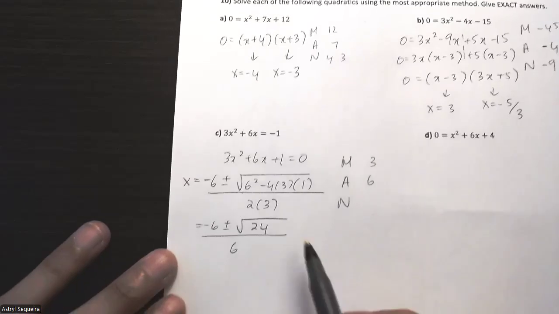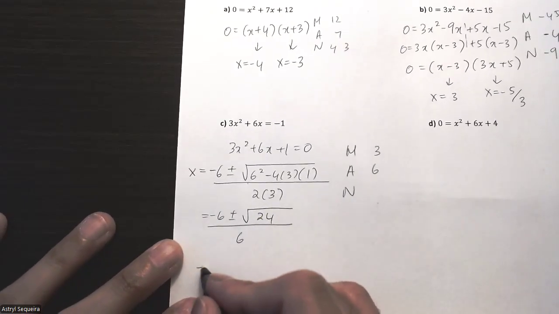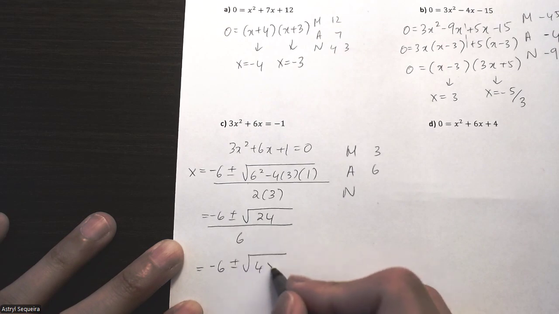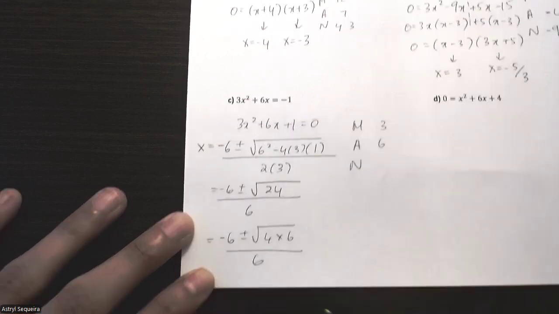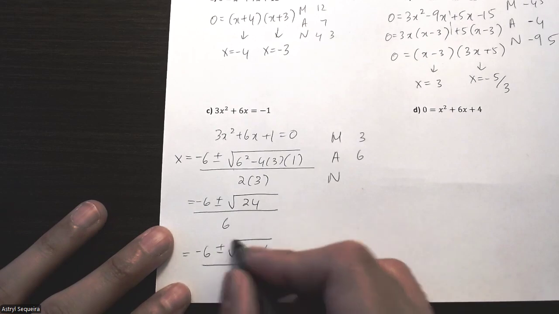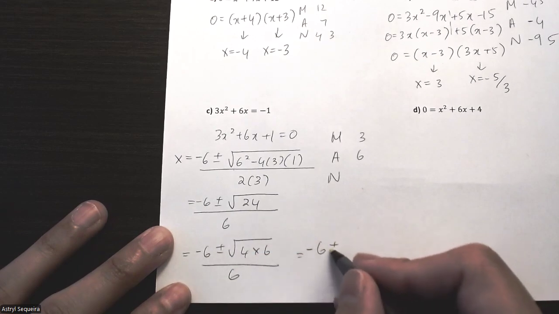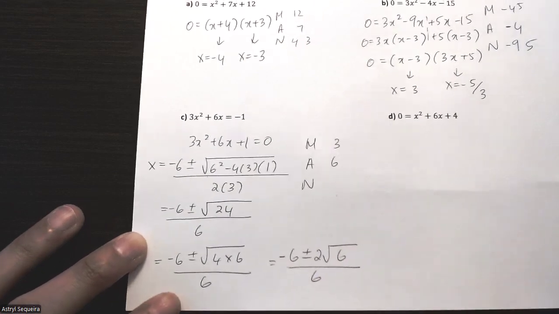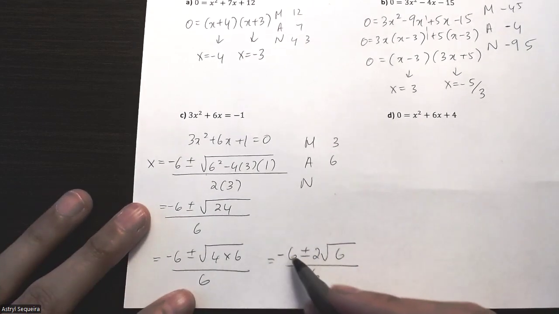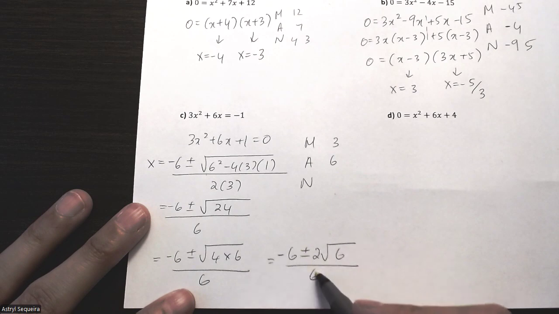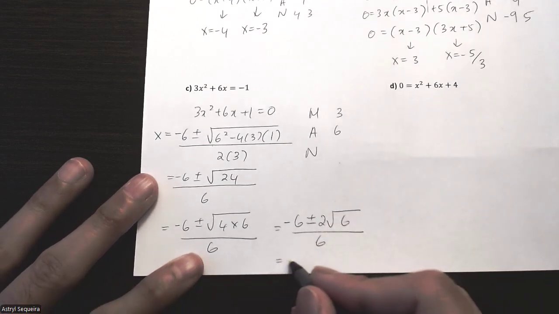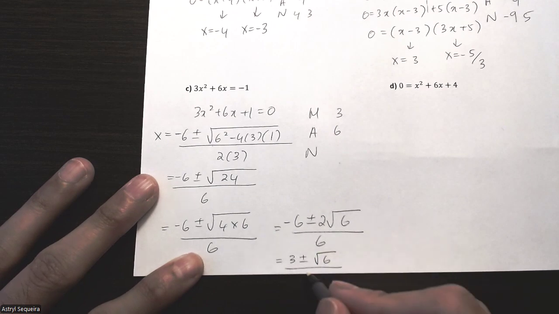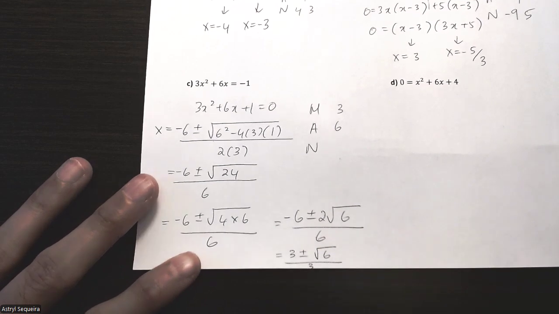24. And now I can simplify this because I know that I can turn 24 into 4 times 6. Then I can bring out the 4 outside the bracket. It's 2 root 6. And then I can simplify this by dividing all of these three numbers by 2. So if I do that, I'll end up with negative 3 plus or minus root 6 divided by 3.